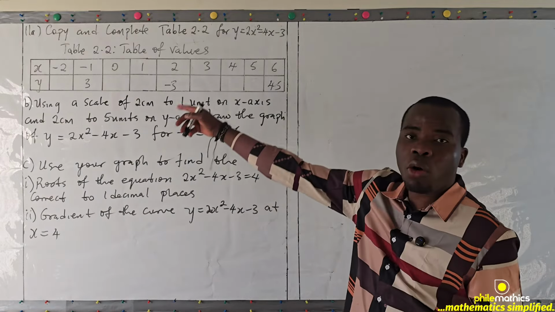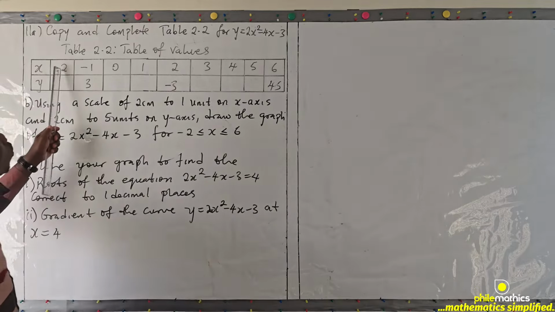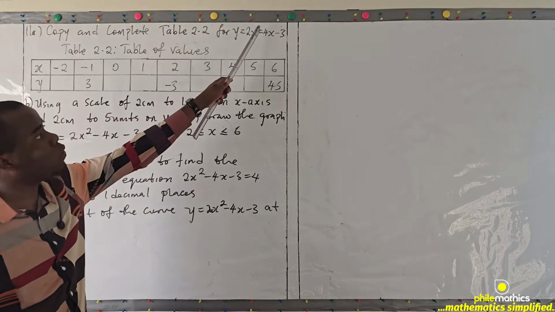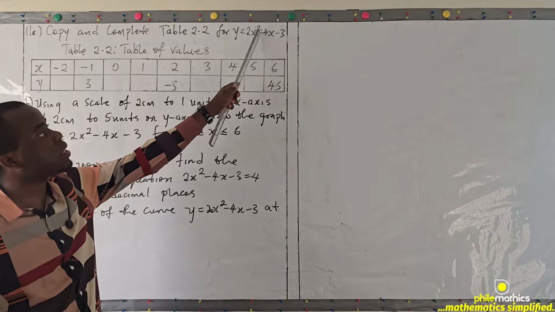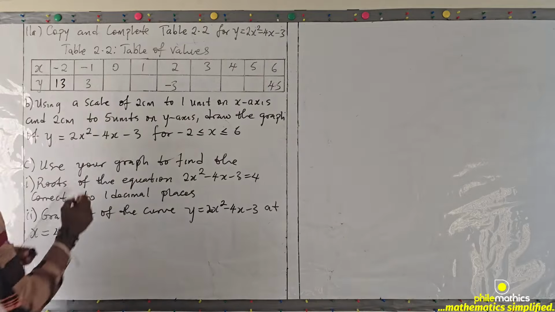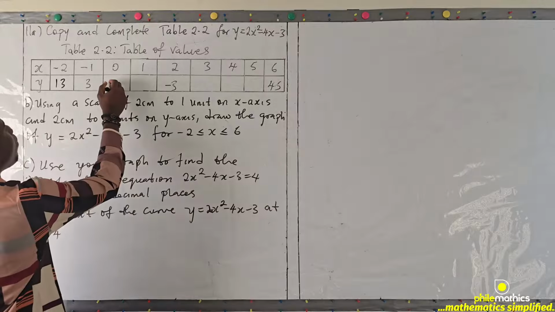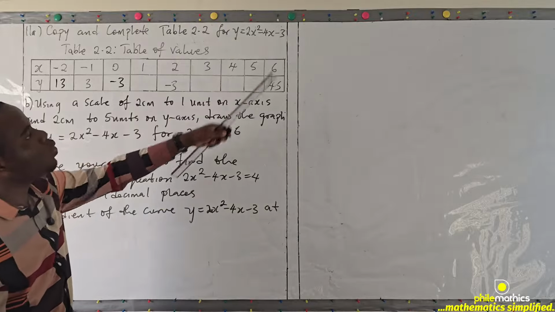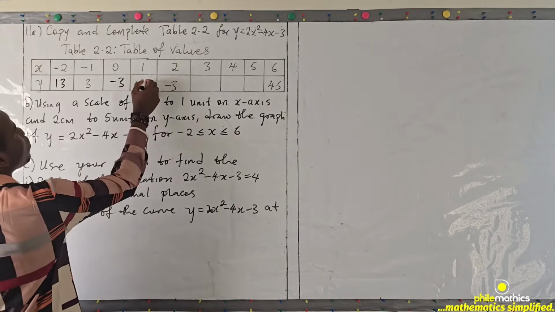So let's copy and complete this table. To find what y is, simply substitute minus 2 for x here. So minus 2 squared is 4, times 2 is 8. Minus 8 is 16. 16 minus 3 is 13. We already know this. If we put 0 for x, we only have minus 3. And if we put 1 for x, this is 2 minus 4, which is minus 2. Minus 3 is minus 5.